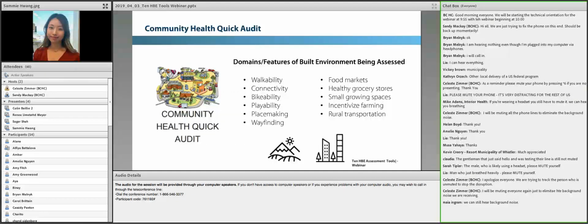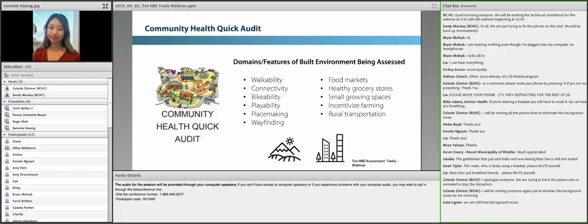The next one is the Community Health Quick Audit Tool. It was designed by the Eastern Highlands Health District in Connecticut in the States to provide communities with an easy tool to assess their community's health by assessing built environment features that encourage two main things: physical activity and access to healthy foods. So, local governments, planners, and even community members can use this tool to quickly assess these domains and support healthy eating and active living in communities, even in smaller areas.